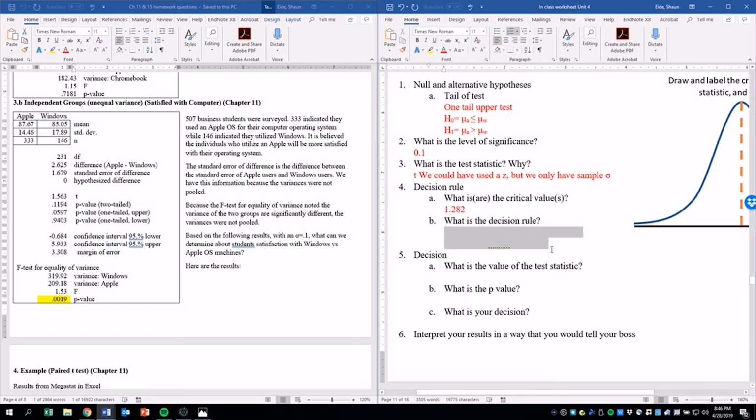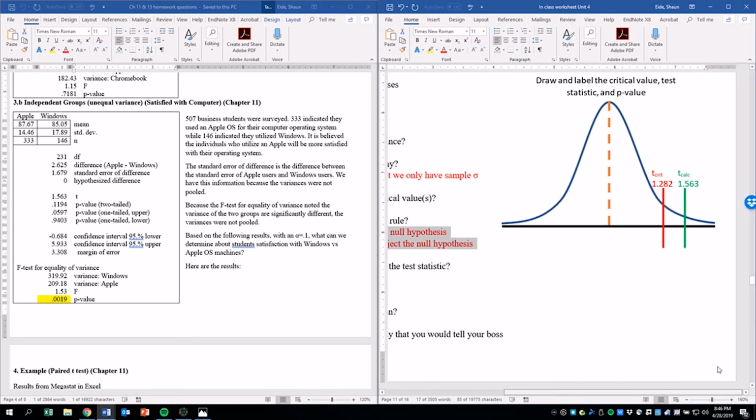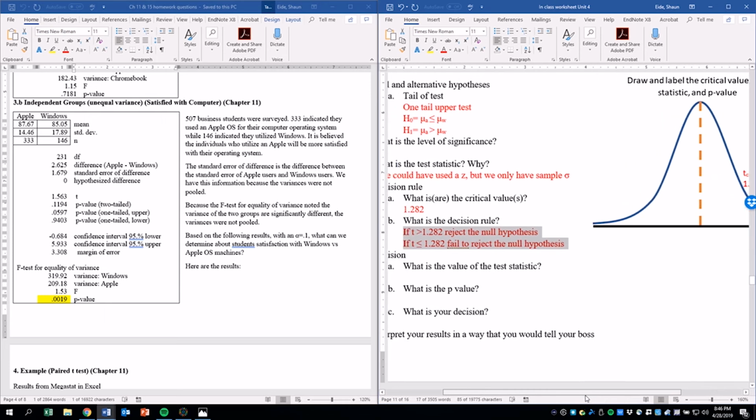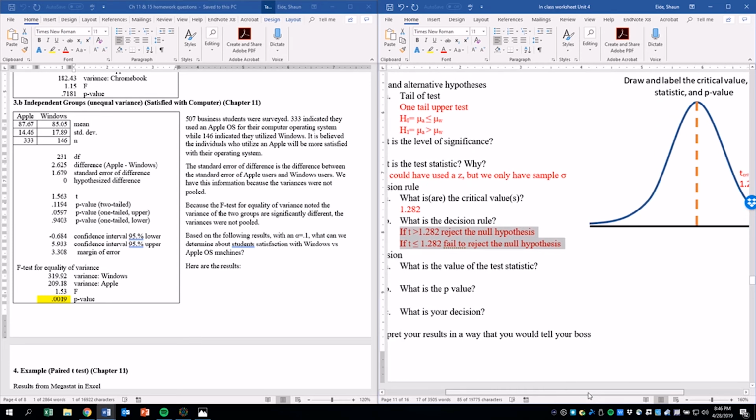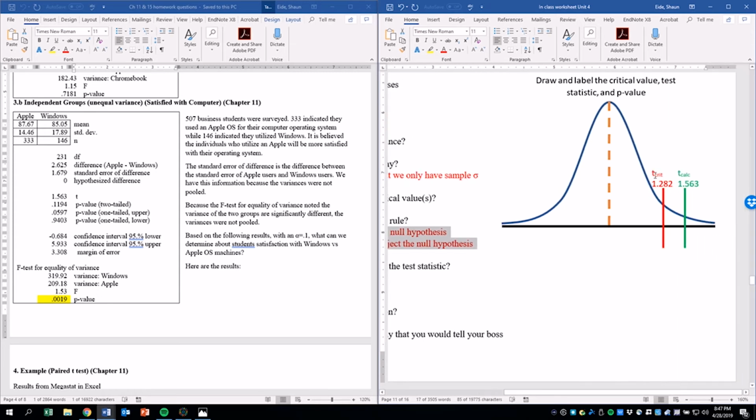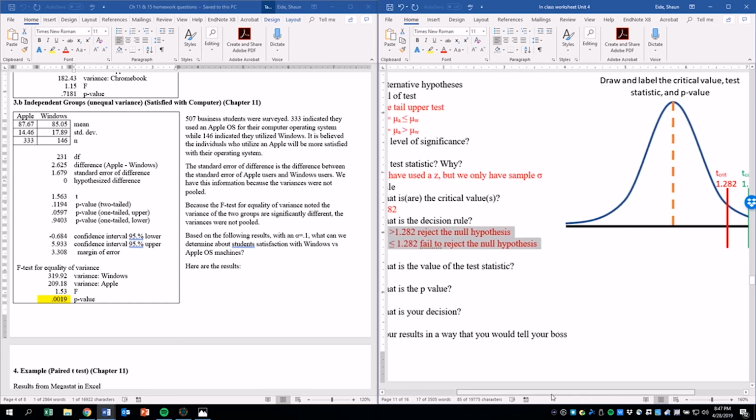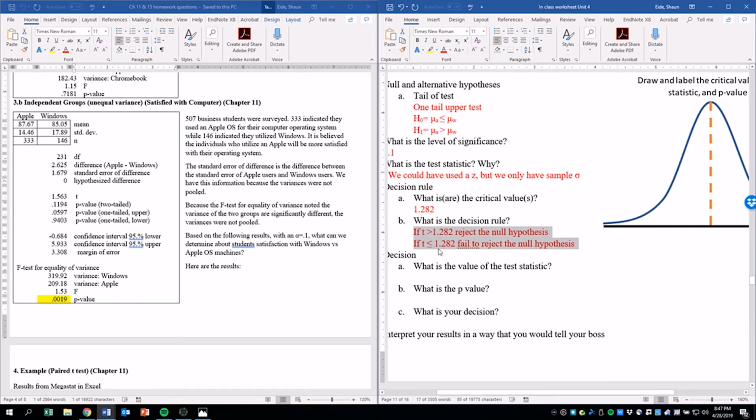1.282. So what is the decision rule? The decision rule is going to be, okay, if the t-calculated value is greater than 1.282, we are going to reject the null hypothesis. Notice right here I put the t-critical value, 1.282 is right there. And so if it is beyond or more extreme than 1.282, we are going to reject the null hypothesis. If it is less than 1.282, we are going to fail to reject the null hypothesis. Okay, so if t is less than or equal to 1.282, fail to reject the null hypothesis.